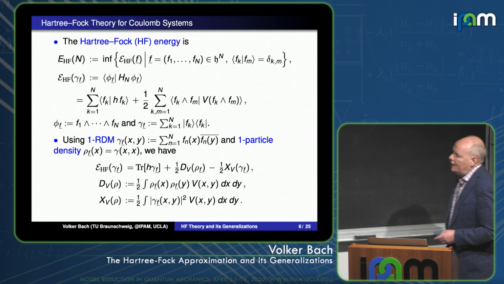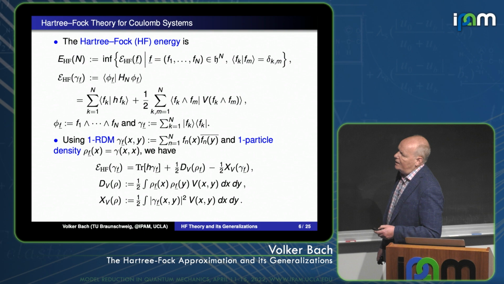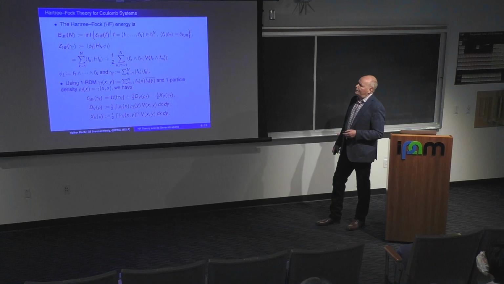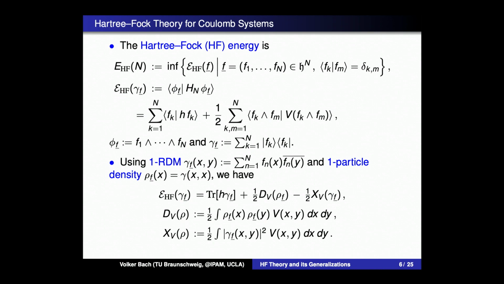Now we come to the Hartree-Fock theory. The Hartree-Fock energy is an approximation to the ground state energy, and it is defined by restricting the variation of the wave functions, the n-particle antisymmetric wave functions, to Slater determinants. So it is the infimum of this energy functional depending on f. F is a collection of orbitals, f1 to fn, which are orthonormal. And then we have a Slater determinant phi sub f, and we take the expectation value of the Hamiltonian, and we get a quite simple expression for the energy expectation value of this state. It can be explicitly computed in terms of the orbitals fk.